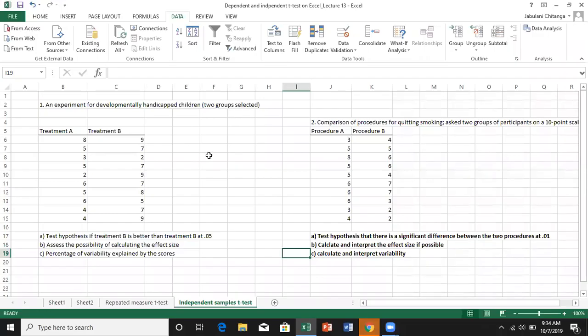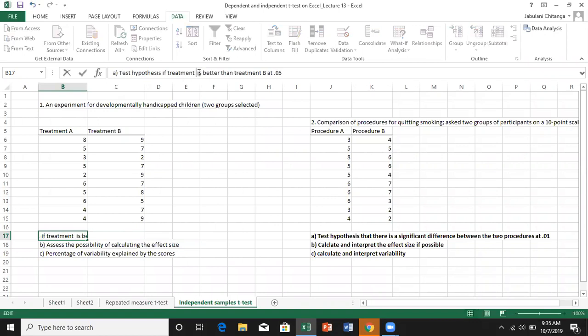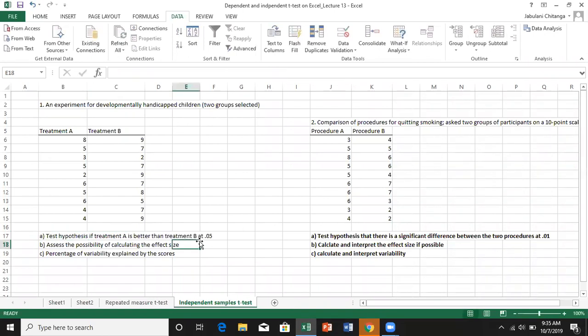So you can see similar experiments, but in this one, 2 groups were selected for treatment A and another group for treatment B. So we want to test the hypothesis: is treatment A better than treatment B at 0.05, and then assess the possibility of calculating the effect size, and then something like that.